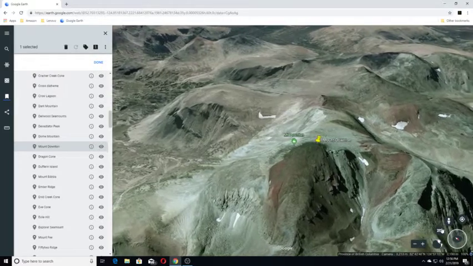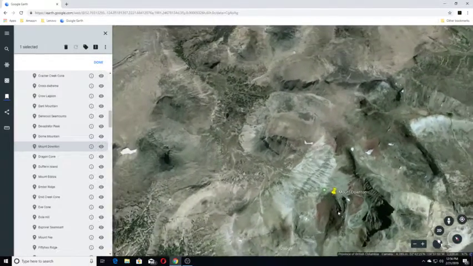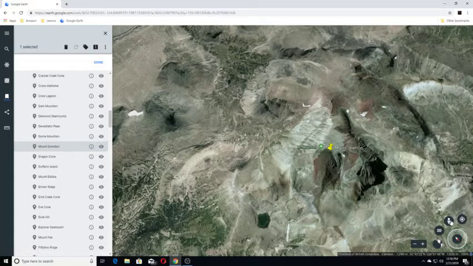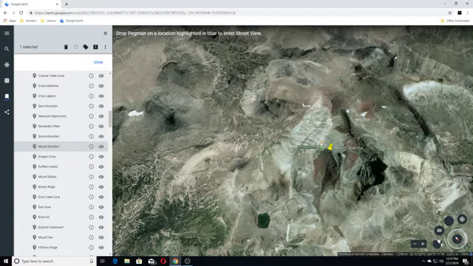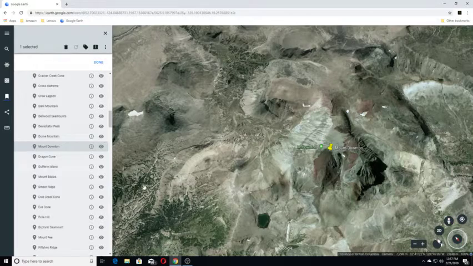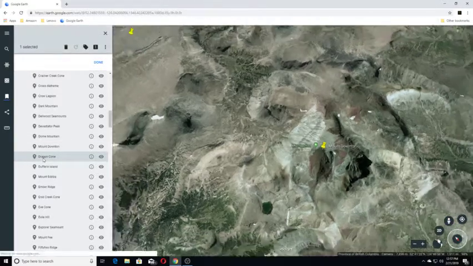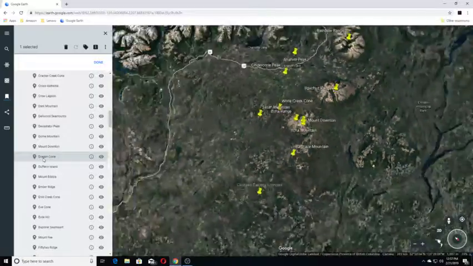Sorry, you guys. I'm a little tongue-tied today. Not too bad, but I'm a little bit tongue-tied today. And we don't appear to have any views here. So we're moving on to our next one, which is Dragon Cone. I like these names.